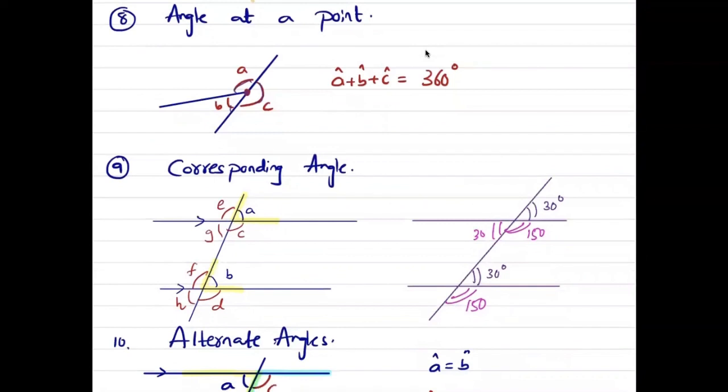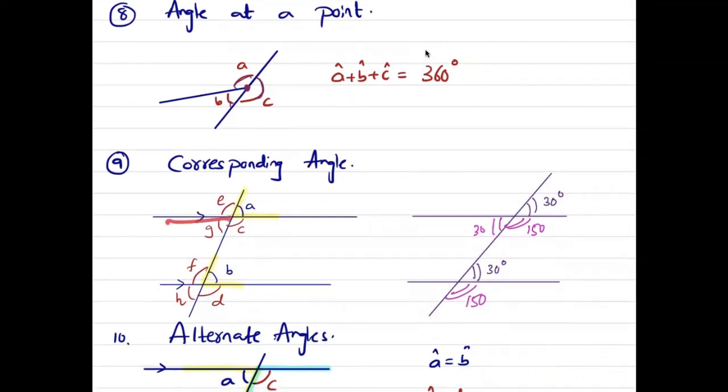Then the next is corresponding angles. Angle A. If you have two parallel lines like this, then this angle and this angle correspond to each other. So they are going to be equal in value. Similarly, angle C is going to be equal to angle D. Angle E corresponds to angle F, so they are going to be equal. And angle G is going to be equal to angle H over here. They are going to be equal in value.